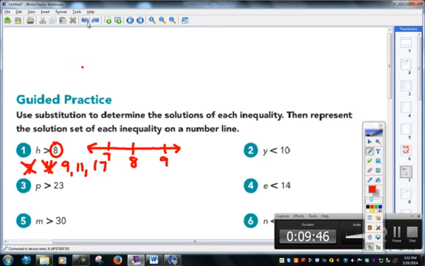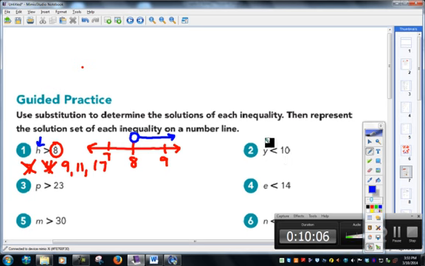Now we are going to put an open dot. The reason we're using an open dot is because we are talking about values that aren't equal to 8, but greater than 8. Now, where would values be greater than 8? Right there. All right. y less than 2.